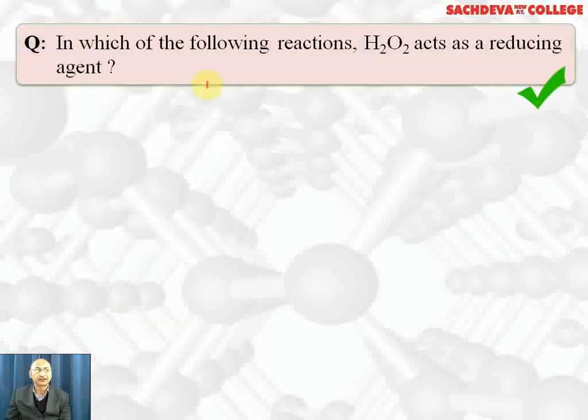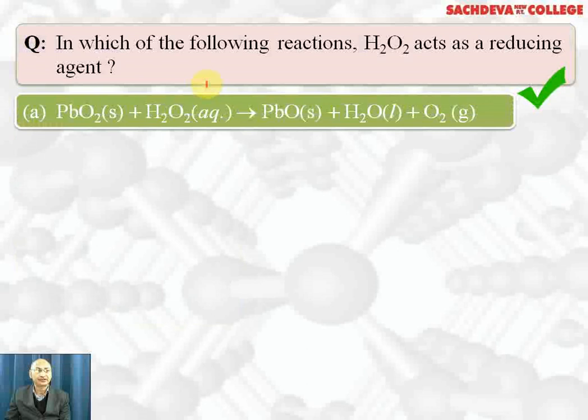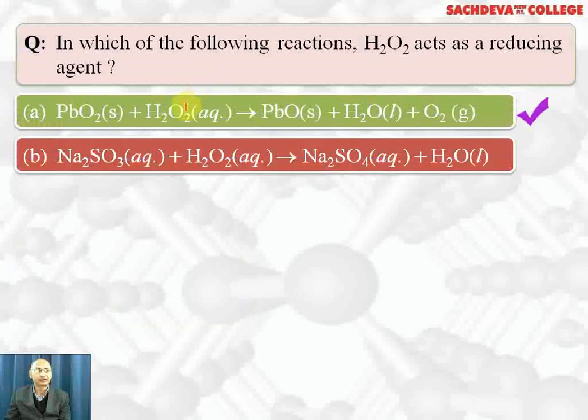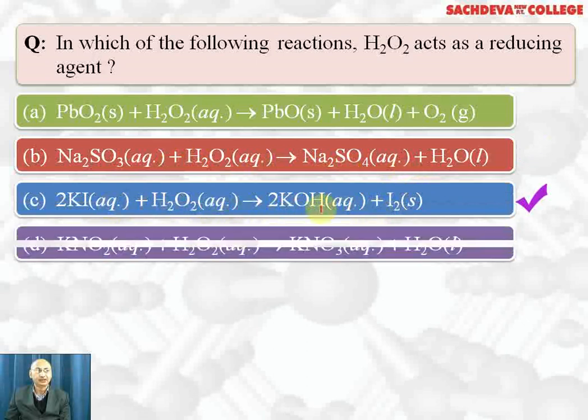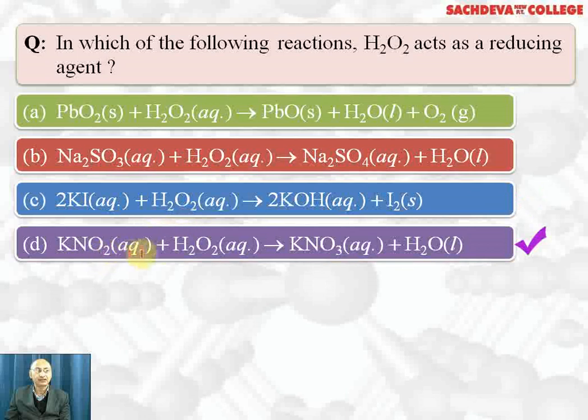In which of the following reactions does H2O2 act as reducing agent? The first part is lead dioxide: PbO2 plus H2O2 gives lead monoxide plus water plus oxygen. In B part, sodium sulfite is getting oxidized to sodium sulfate and water is formed. In C part, potassium iodide is getting oxidized to iodine and KOH is being formed. In D part, KNO2 is getting oxidized to KNO3 and water is formed. So correct answer is A part, in which PbO2, that is Pb from +4 oxidation state, is reduced to +2 oxidation state.